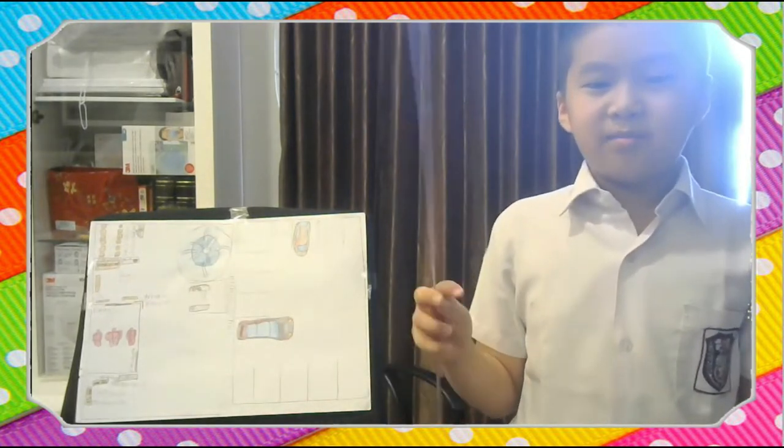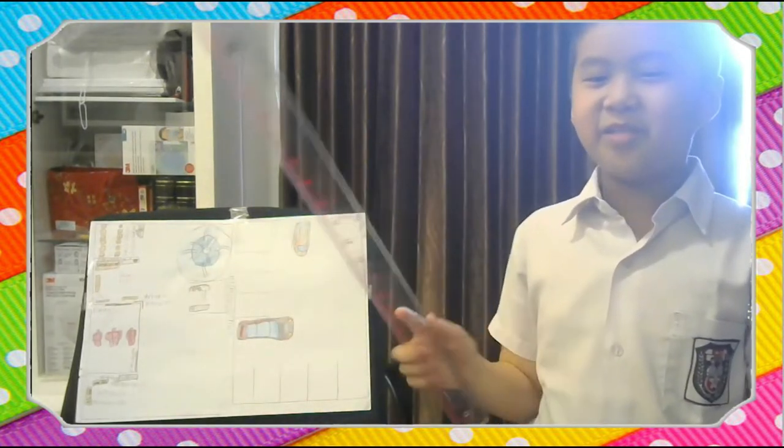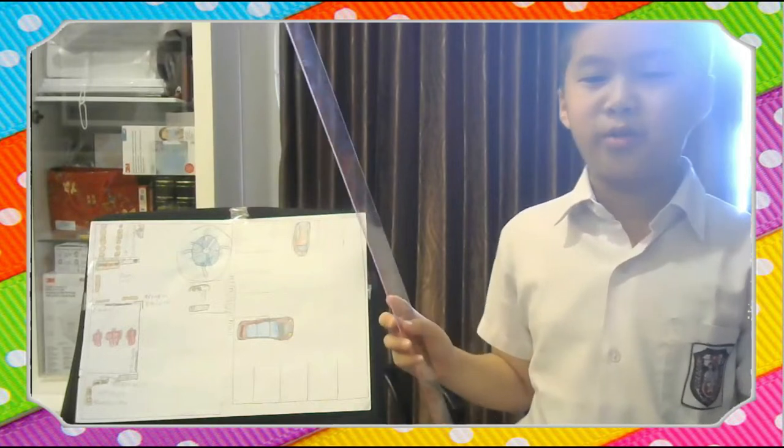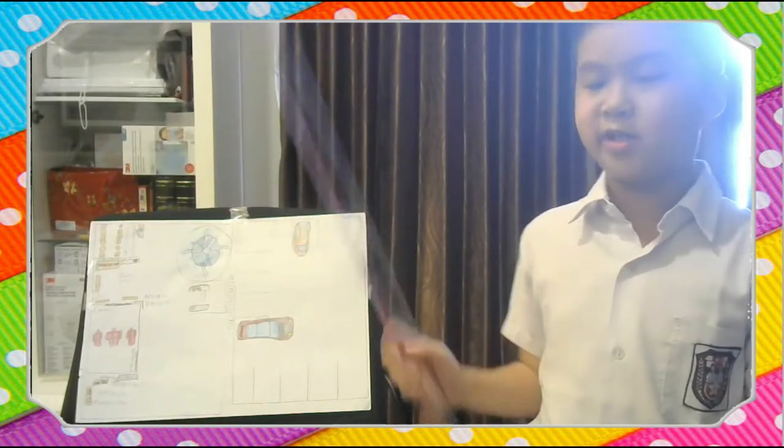When I was drawing my building, I needed to measure accurately and properly so the building will be safe for the people who visit there.